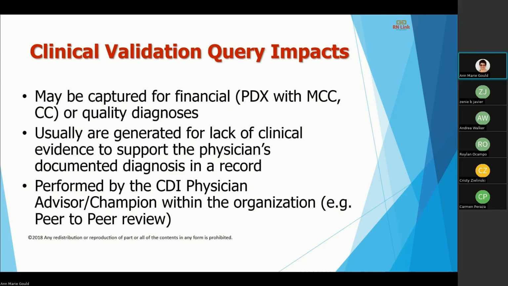It is performed by the CDI physician advisor or champion within the organization, usually as a peer-to-peer. Now, what I do is send a validation query initially to the provider. Sometimes the provider says no, I disagree, it still holds true for this diagnosis, even though the clinical evidence is not supported in the record. So you have a denial waiting to happen, especially if it's a sepsis diagnosis, encephalopathy, or one of those red flag diagnoses we look at, like ATN, acute tubular necrosis of the kidneys. So you definitely want to escalate it.